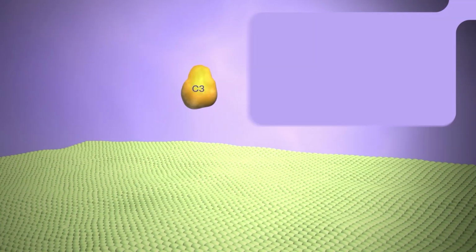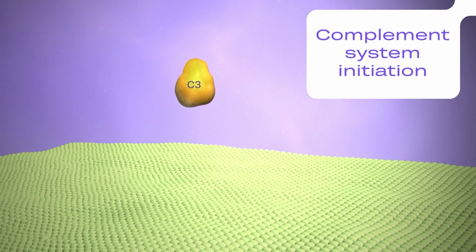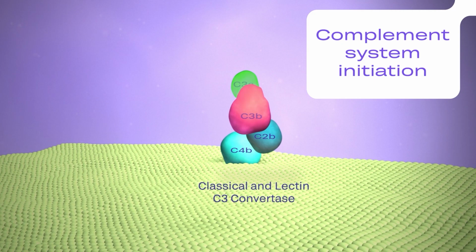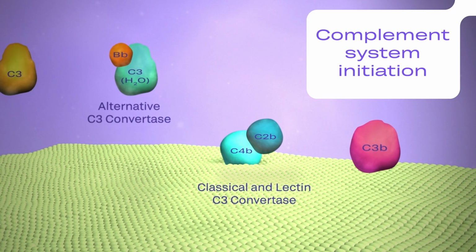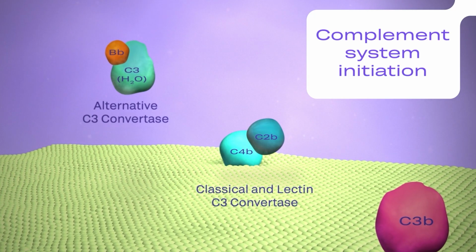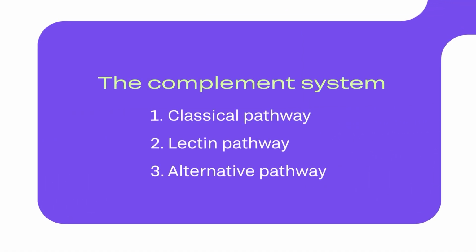Complement system initiation. The central protein of the complement system is C3. All initiation pathways converge at C3, which is then cleaved into fragments C3a and C3b via protein complexes called C3 convertases. The complement system can be initiated by three canonical pathways: the classical pathway, lectin pathway, and alternative pathway. Each recognizes different cellular features, providing comprehensive immune detection.